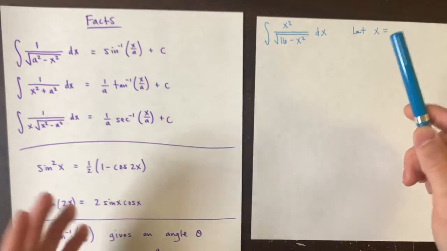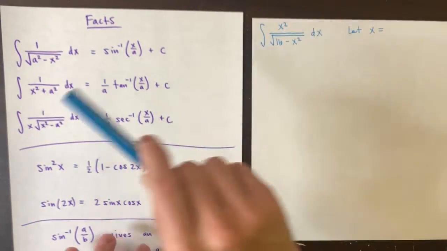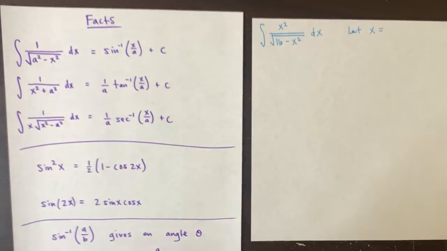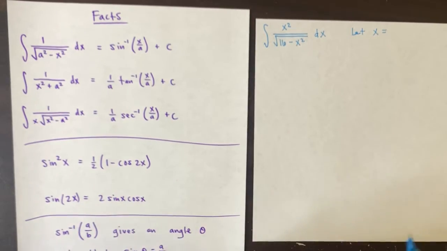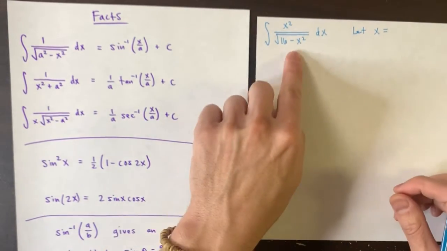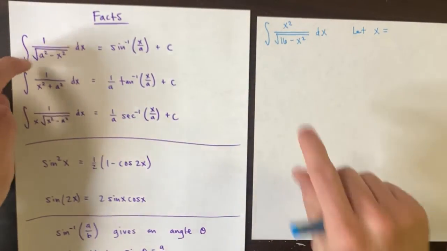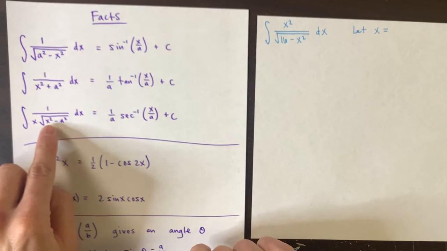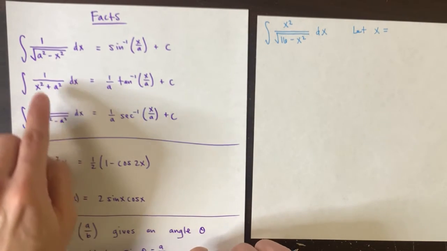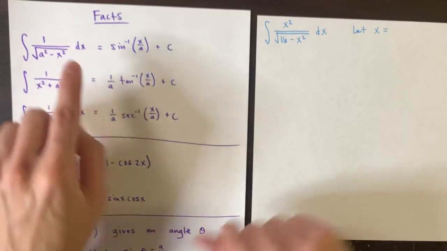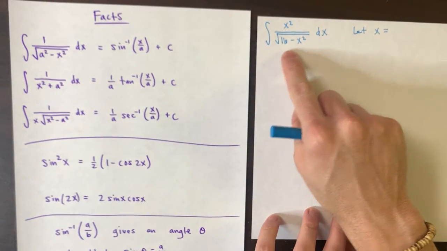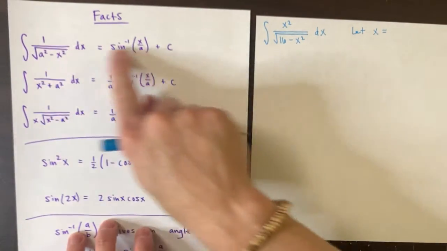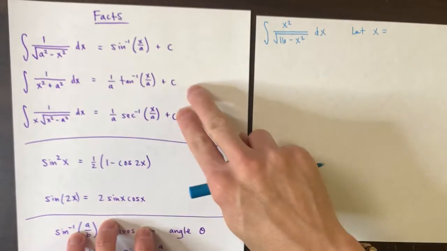Now let's make a comparison. Does this here look more like this, or that? It may not be a perfect match, but which one does it look most like? I propose that our problem looks most like this because it has a square root, but this one has the variable minus the constant. This is the constant minus the variable, which is what we have. So for that reason, we're going to be looking up here instead of at these two there.